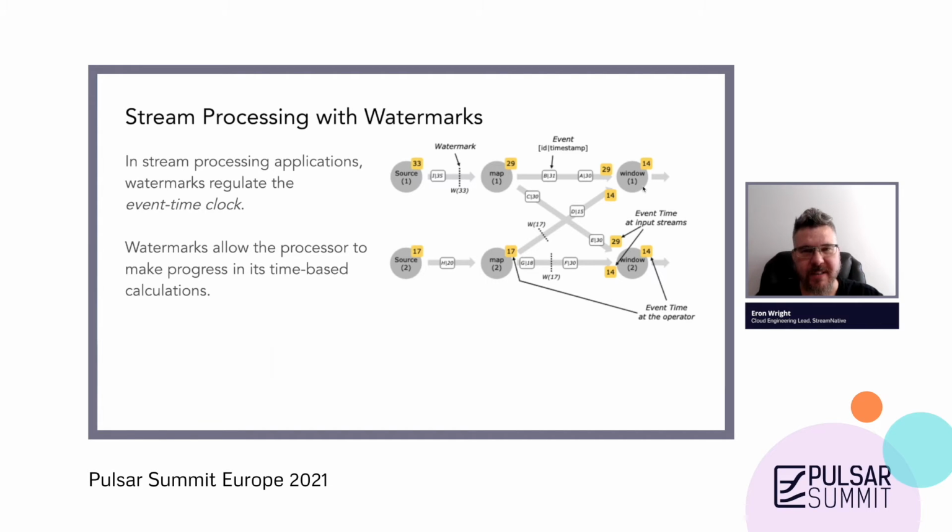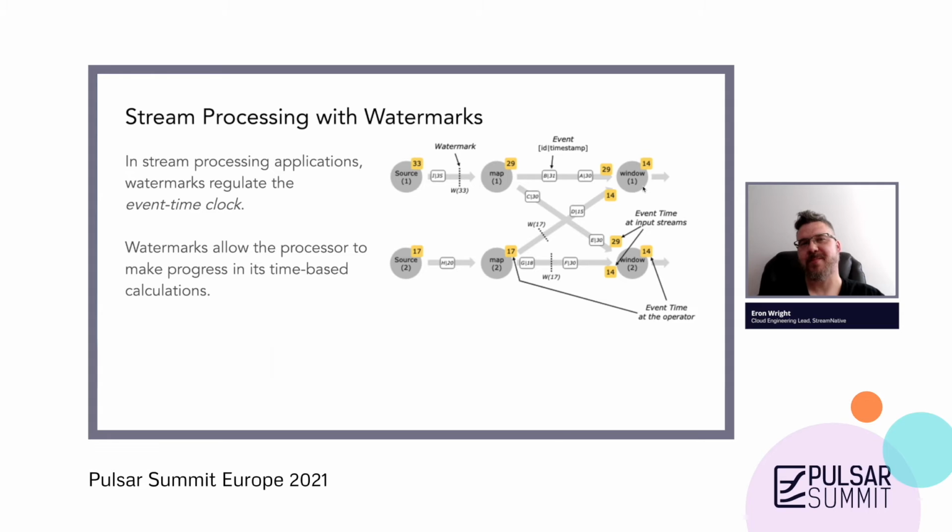Given the unbounded nature of streams, how does one know when all of the information has arrived up to a particular point in time? For example, have we received all the records that relate to a particular time frame so that we can draw conclusions about that time frame? Stream processors use watermarks for that purpose. You might say that the watermark regulates the event time clock within a stream processor.